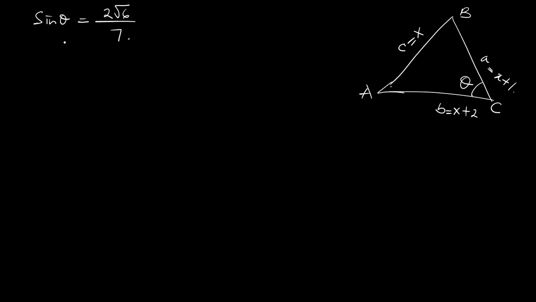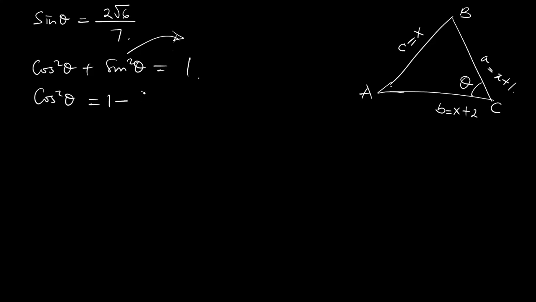Now, for us to find x, let's look for cos theta. Since we have sine theta, let's look for cos theta and make use of the cosine rule. We know that cos square theta plus sine square theta is equal to 1. So cos square theta is equal to 1 minus sine square theta. That means cos theta is equal to the square root of 1 minus sine square theta.